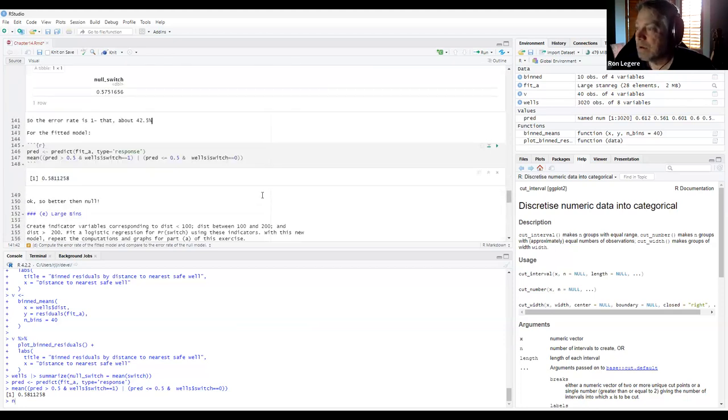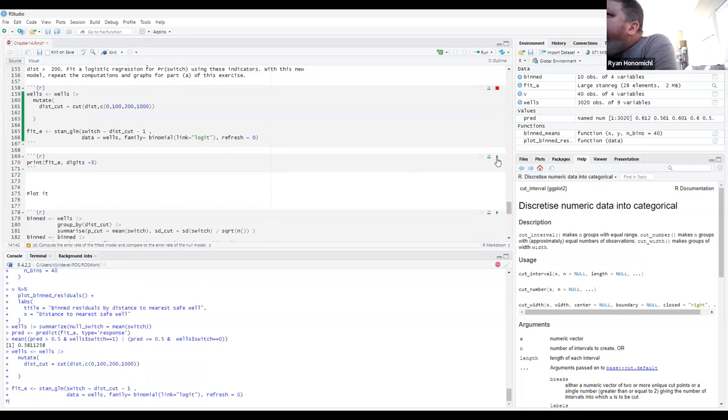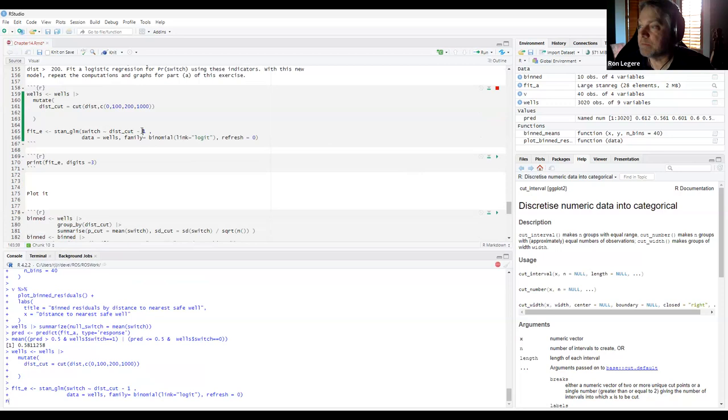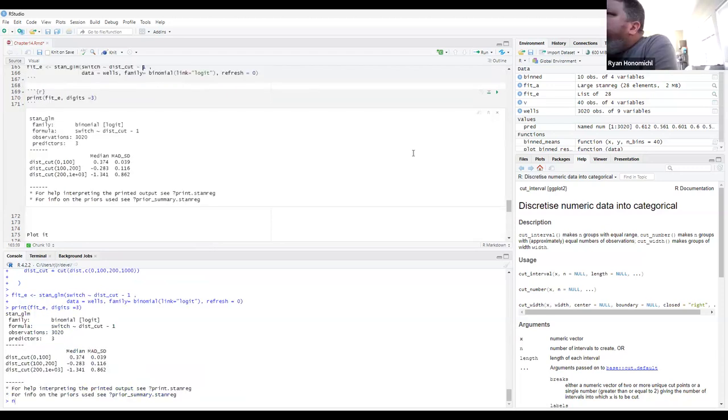All right. The next thing they wanted us to do, one last thing here, was to look at, instead of using distance directly, an indicator variable with three possibilities. Either distance is less than 100 meters, between 100 and 200 meters, or greater than 200 meters, right? So we're going to create a new variable, which I call distance cut, and I'm going to fit that to the distance cut. I subtracted one just to get rid of the intercept, since that way I can have the three categories and not have the baseline be different, right?